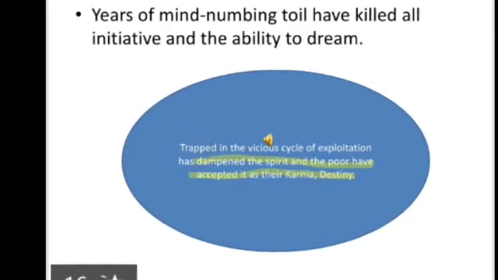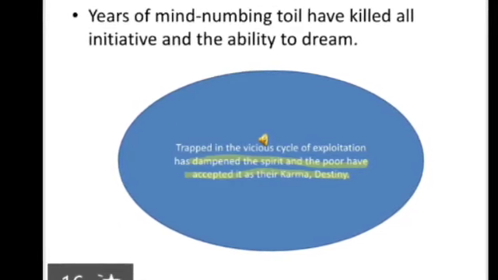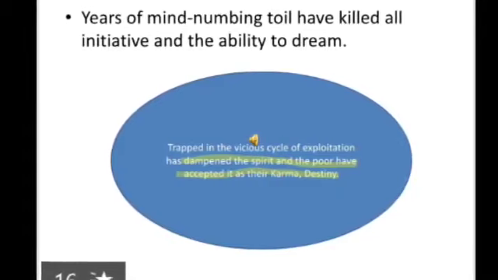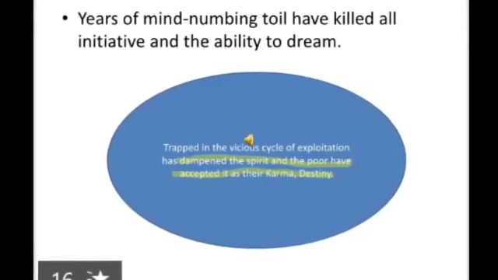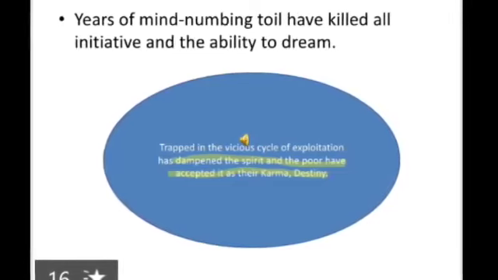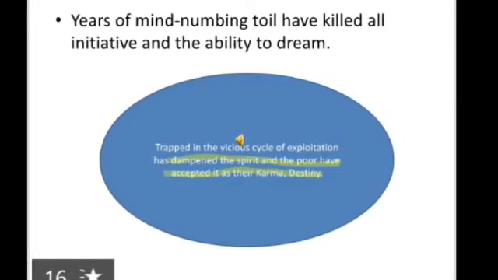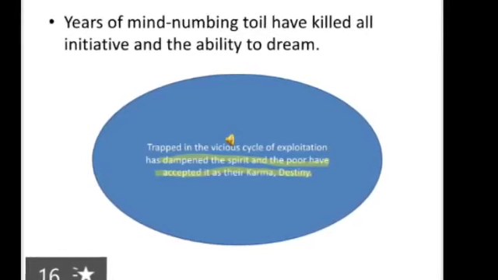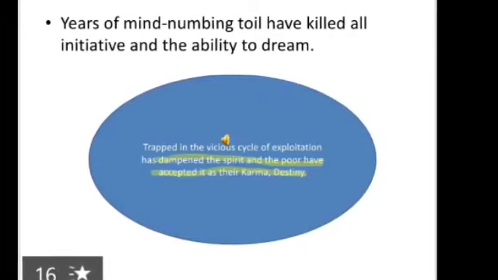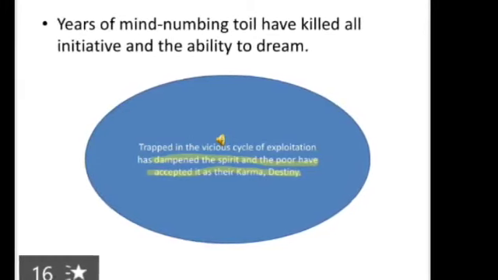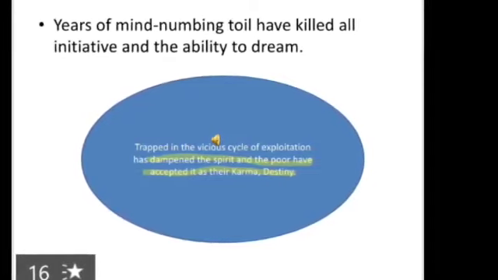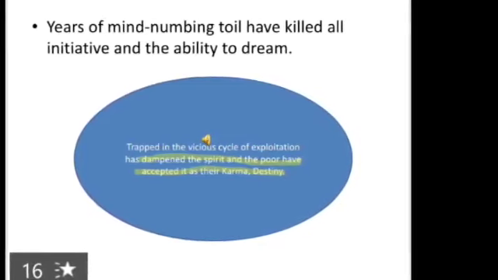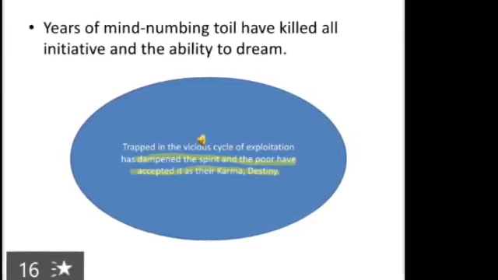The years of mind numbing toil have killed all initiative and the ability to dream. Now, here they are talking about why they are unable to break this vicious cycle of exploitation. It is because they have accepted it as their karma or destiny. It has dampened their spirit, and that is why, as a result, they have stopped taking initiative and the ability to dream. This is the basic difference between the characters of Saheb and Mukesh. Saheb is unable to dream. He thinks that he has sold his freedom, whereas Mukesh, who wanted to be a car mechanic, still dares to dream.